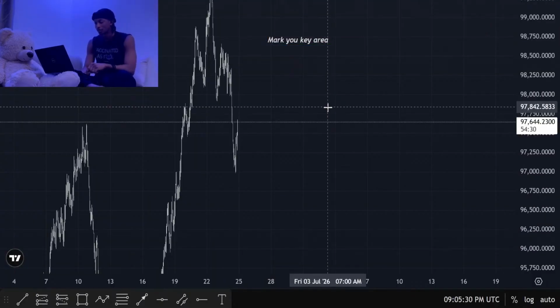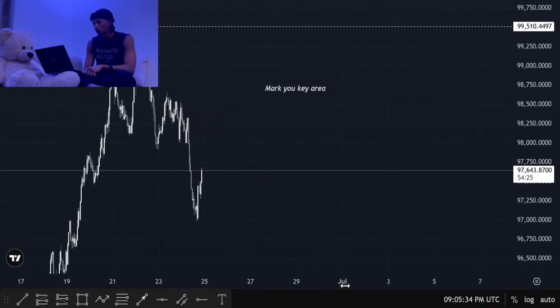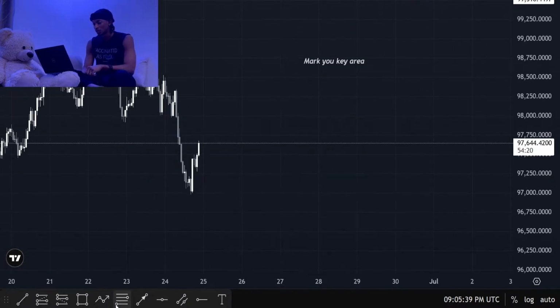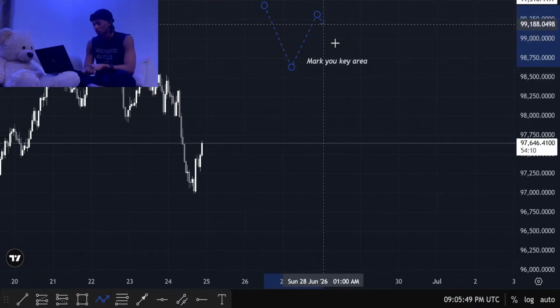After marking my key area, the next thing I do is look for a 1, 2, 3 move. And I'm going to show you what that means. This is what I call a 1, 2, 3 move. So this is my key area, and a 1, 2, 3 move will be 1, 2, 3.